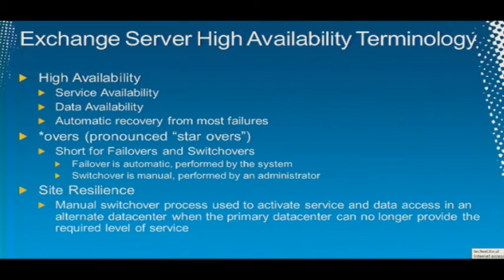In Exchange, in order for a solution to be considered highly available, it has to provide 3 criteria. We have to have service availability, the ability to connect to the database and send and receive messages. We have to have data availability, the availability through redundancy of the data itself. And we have to have one or more mechanisms through which we can get automatic corrective action, what we call failover, by the system in response to most failures. So not every single failure is going to cause automatic recovery, but most failures, things like a disk failure, a server failure, a network failure, and so forth.